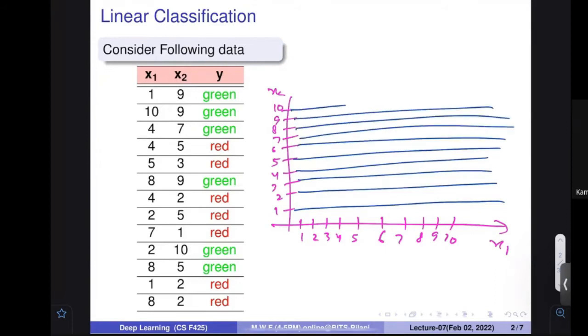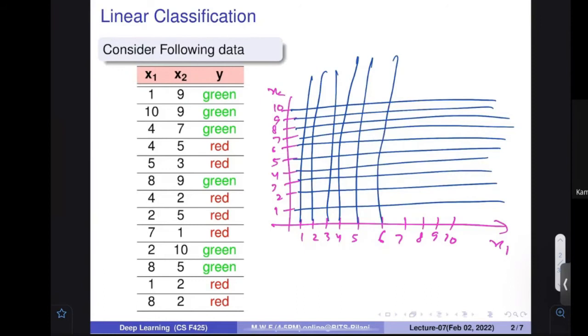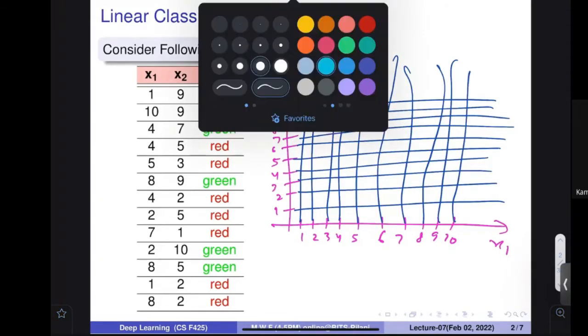Can you tell me? So I can draw this line. Let's assume I draw this line, and look, I'm not good at this drawing business, so don't tell anybody.